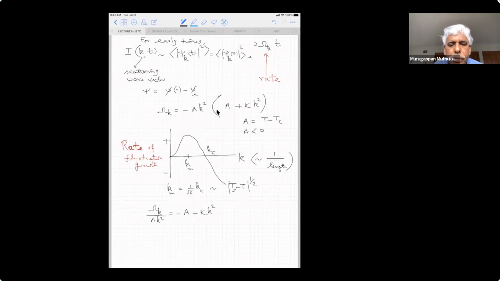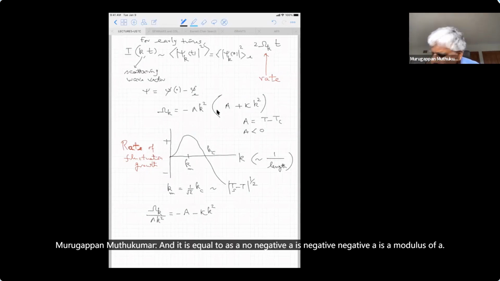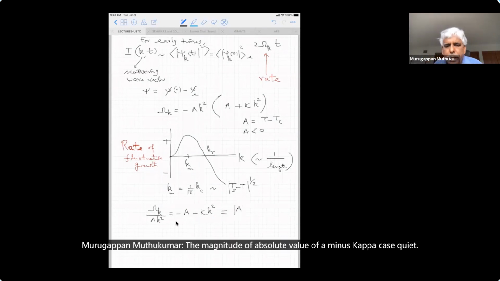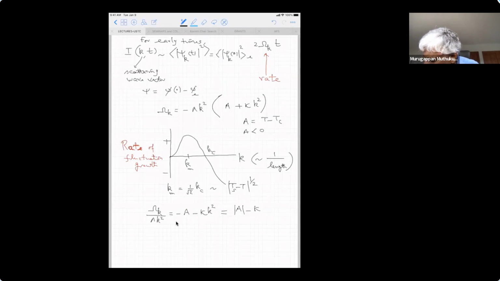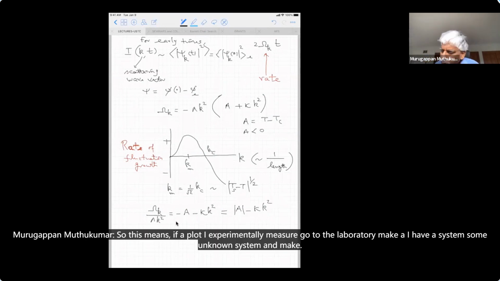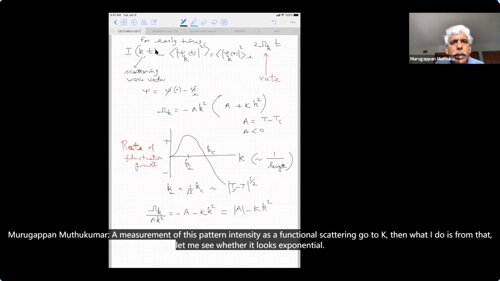Okay. And this is equal to, as you know, negative a, which is negative modulus of a, the magnitude or absolute value of a, minus kappa k squared. So this means if I go to the laboratory, I have some unknown system, and I experimentally measure the scattering intensity as a function of scattering vector k.